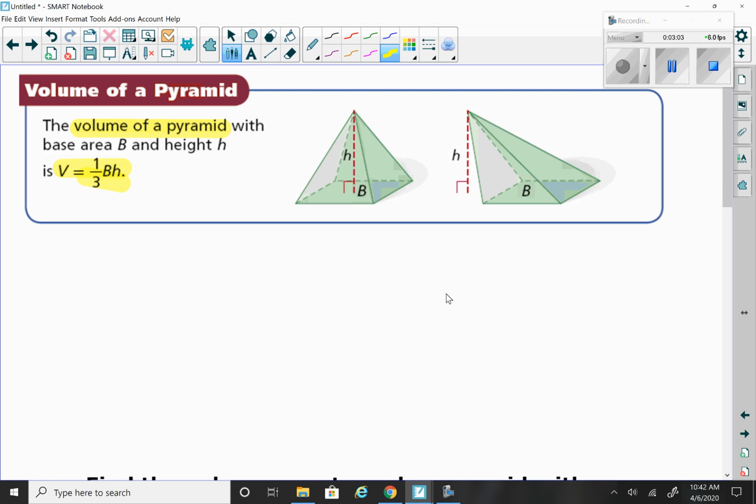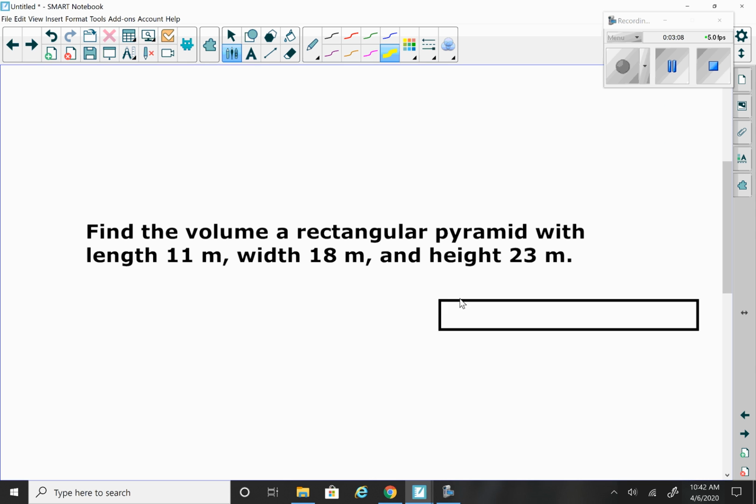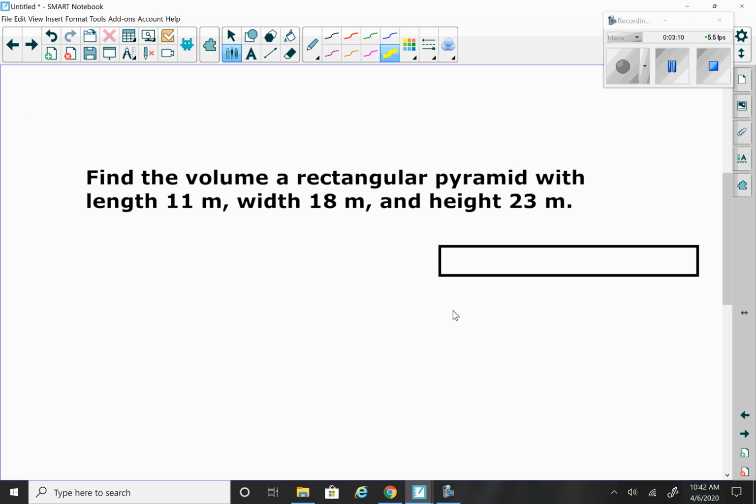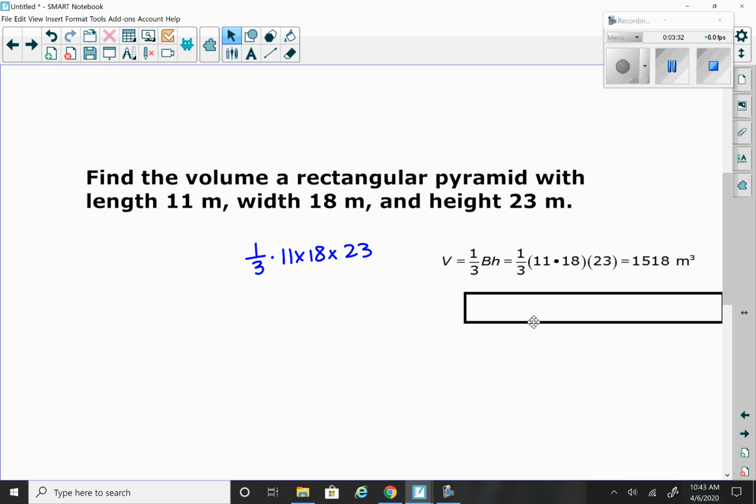Okay, so let's go ahead and try a practice problem. It says find the volume of a rectangular pyramid with a length of 11, width of 18, and height of 23. Again, this one's pretty easy because your base is a rectangle, 11 by 18, multiplied by the height. But then don't forget it's 1/3 times the area of the base times the height. So when you plug that into your calculator, you should come up with 1518 as your volume. So again, that's a really basic, simple rectangular pyramid.